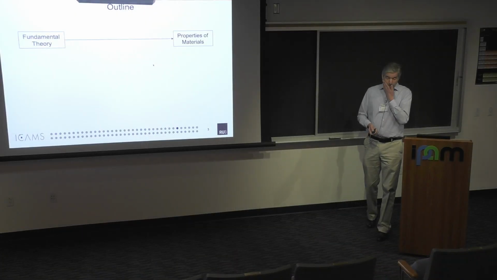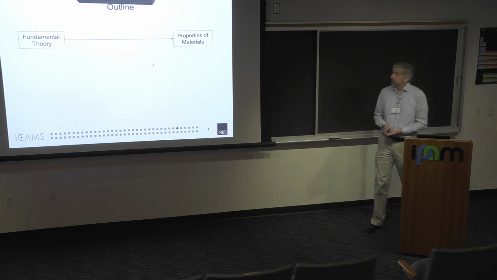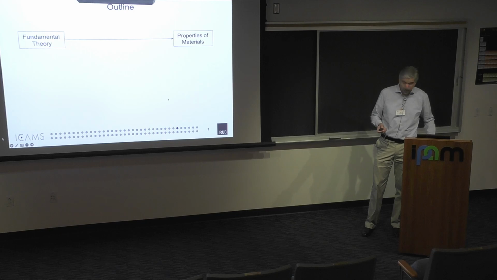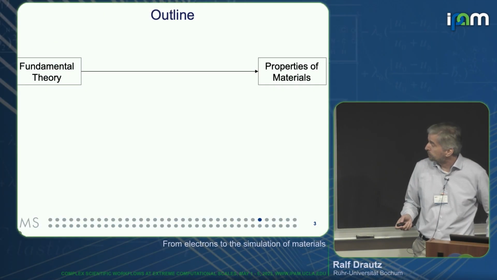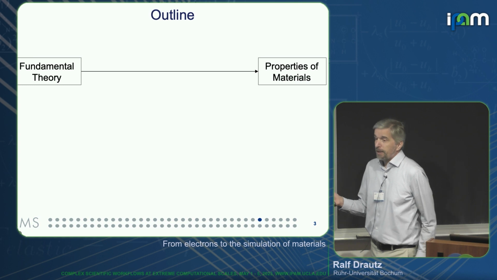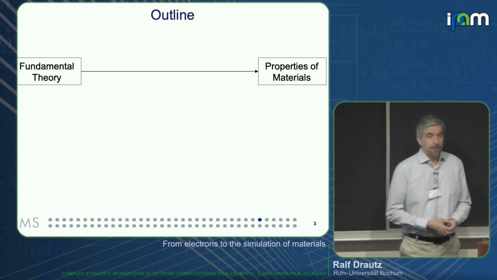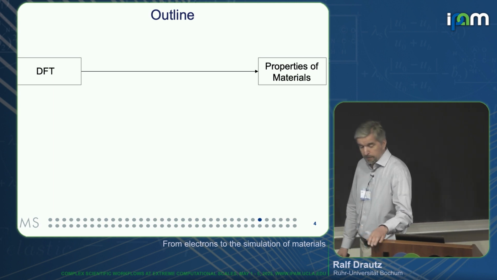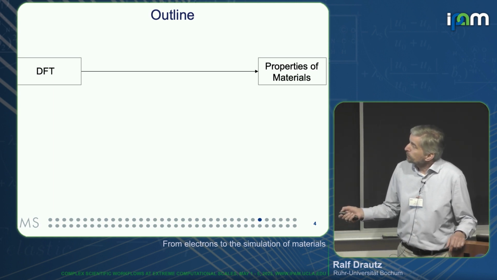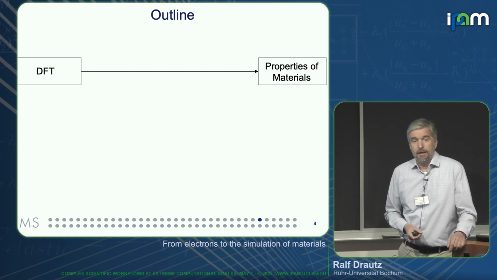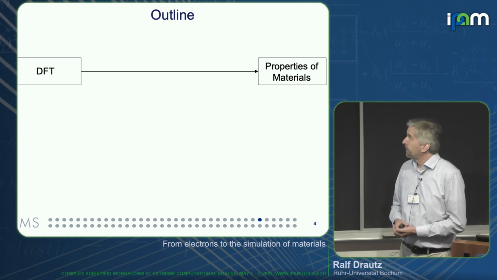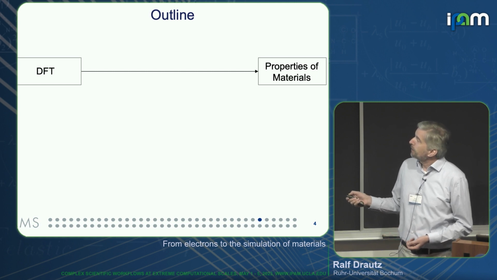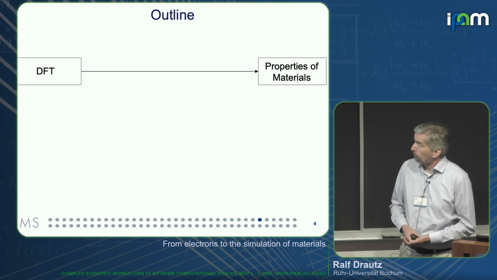Now, as the title said, what we want to do, and I think what we all want to do, is start from some fundamental theory. The fundamental theory is the many-electron Schrödinger equation, and we want to end up with the prediction of properties of materials. In reality, of course, it's typically not possible to do this, and so we use an approximation, density functional theory, as our starting point. That's a very, very solid starting point for many materials. But still, we cannot just jump from DFT to properties of materials.